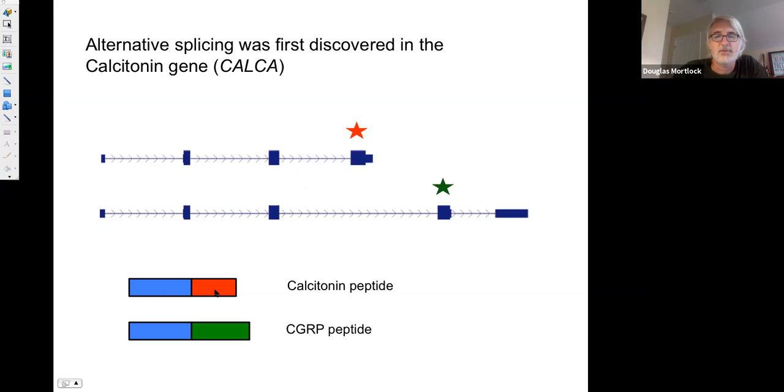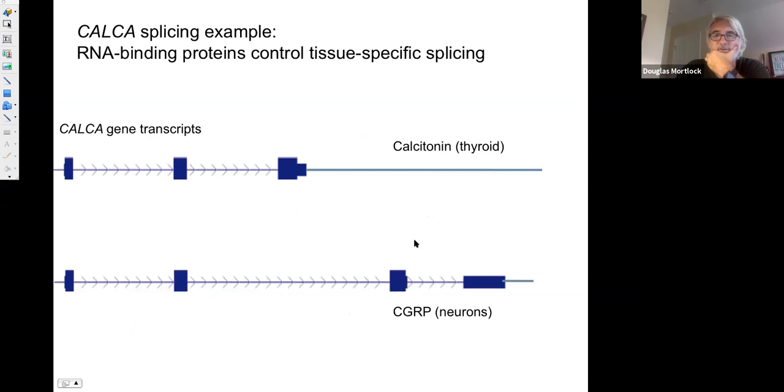It's got a blue part and a red part that I've color-coded here, but the CGRP peptide is different, meaning the blue amino acids are the same, but the green amino acids are distinct from calcitonin. And so they have different functions, but they're also produced in different tissues too. So how is this regulated? What I'm telling you is that the thyroid exclusively makes this splice form, and neurons exclusively make this splice form. How is this regulated?